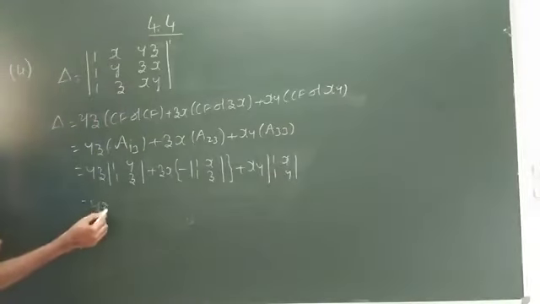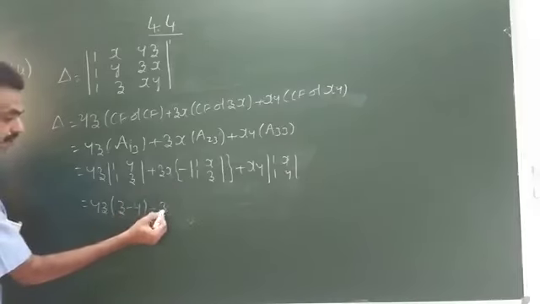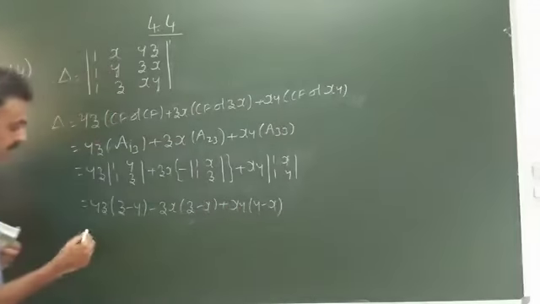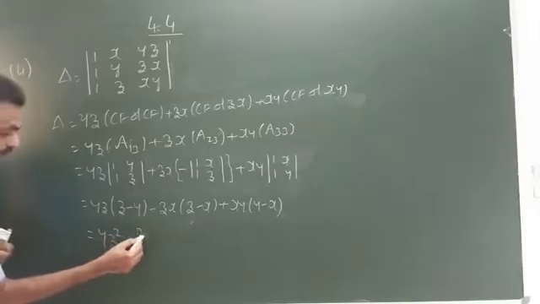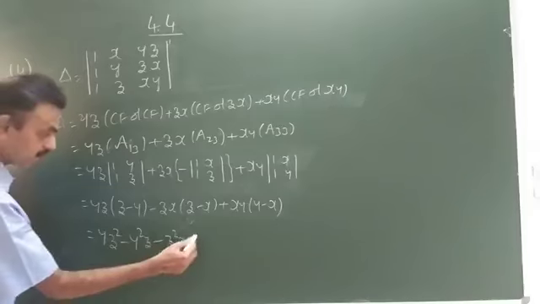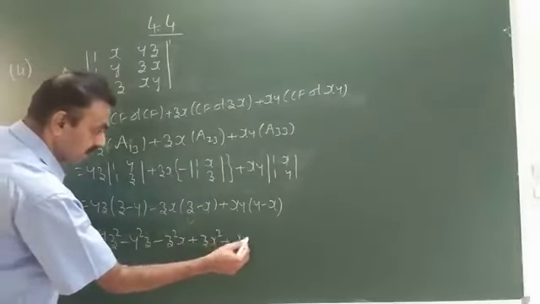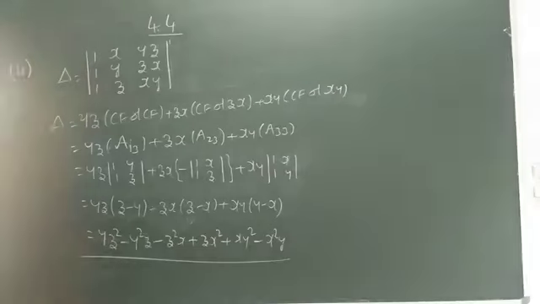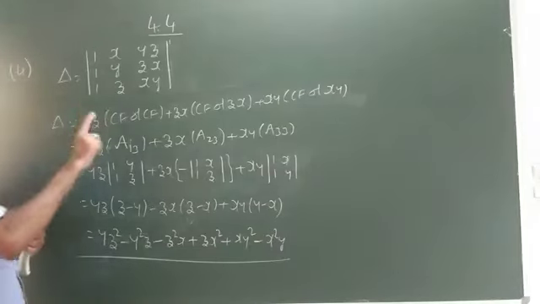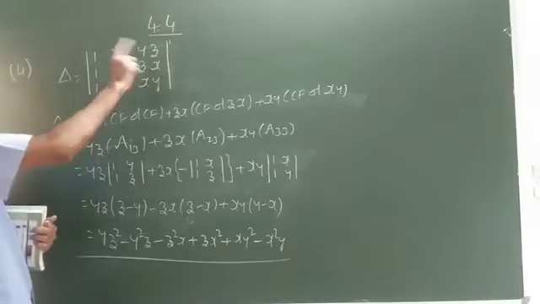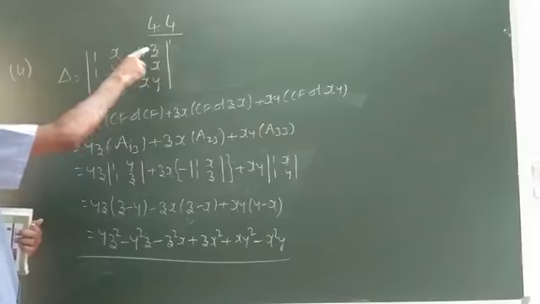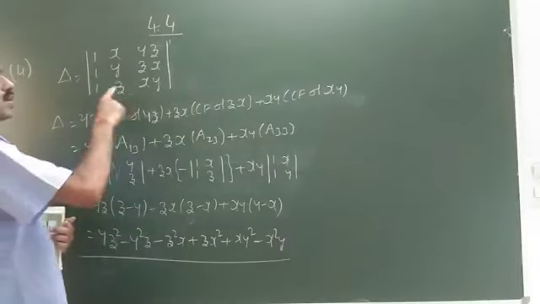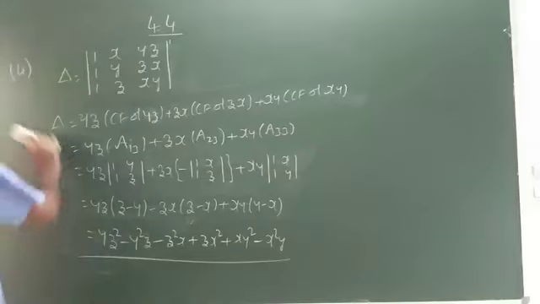So what happens now? Yz into (z minus y) minus zx into (z minus x) plus xy into (y minus x). If you multiply this out, you get yz squared minus y squared z minus z squared x plus zx squared plus xy squared minus x squared y. This is what we get. This is the expansion of the determinant using the third column. I think you have understood. You need to find the value of the determinant using the elements of the third column: yz into its cofactor, zx into its cofactor, and xy into its cofactor. So we get the answer.